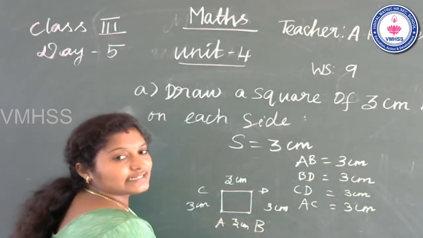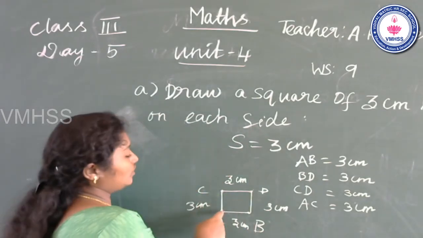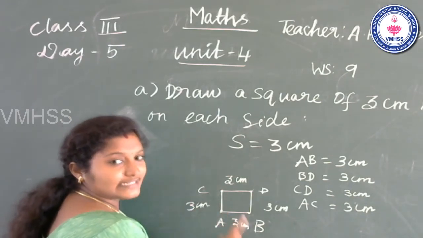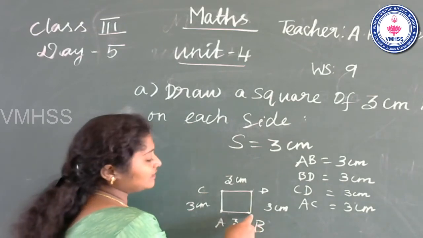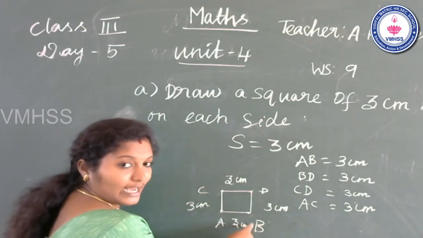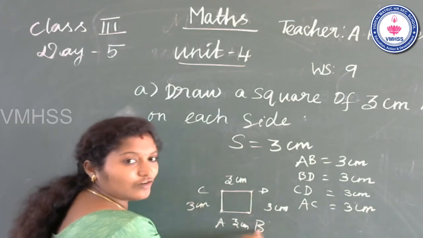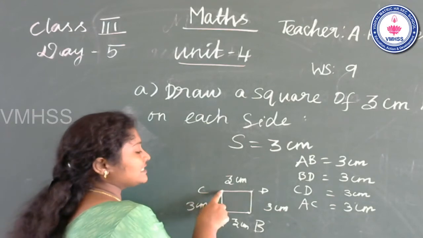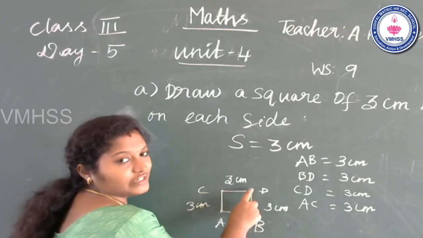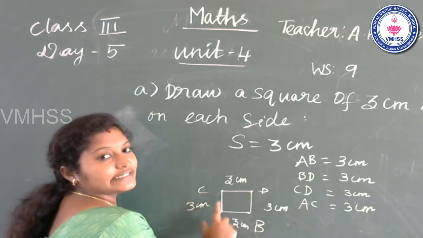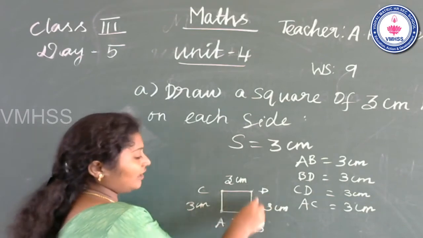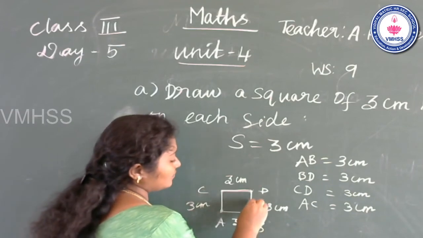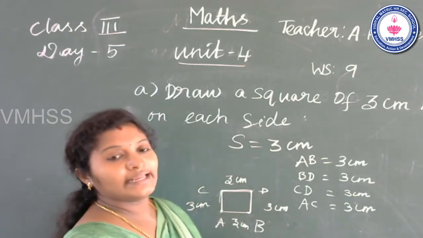Okay, so what is the next step? Take a set square and draw one vertical line of 3 centimeter. Next step, take a set square and draw another vertical line on the opposite side of 3 centimeter. Last step, join C and D. This is the vertical and horizontal line. Now we get one small square. All sides are equal.